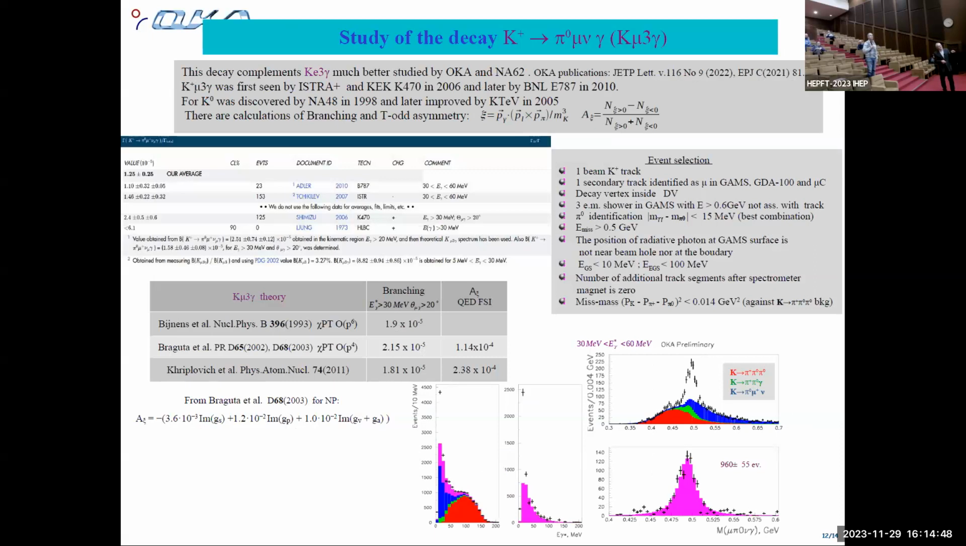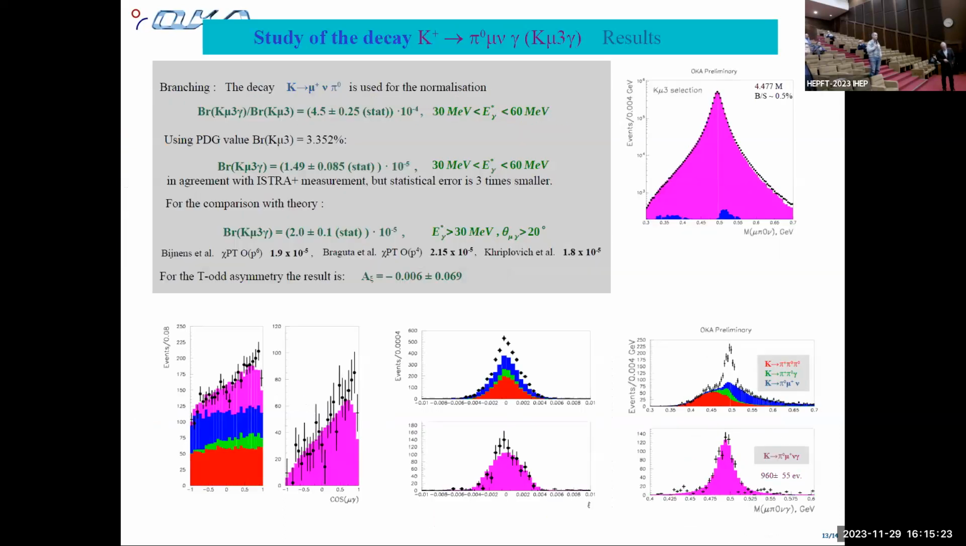This work was done by theoreticians, and they provided code. What was very nice is that it's not just a formula, they provided the actual code. So we are also using their code. And you see that the agreement is not bad in this energy spectrum, and what is also important, in this cosine we have very good agreement.